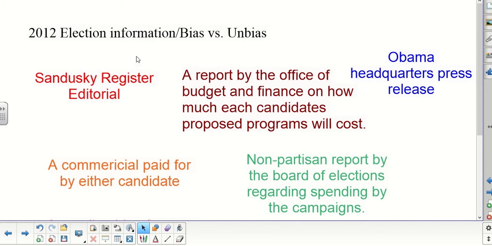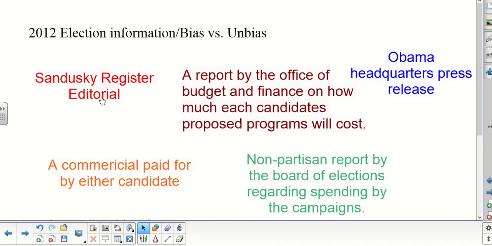the election that year, which was Mitt Romney versus Barack Obama. It doesn't matter, though. It could be this year. It could be any election year. The whole idea is the source biased or unbiased? So let's look at the Sandusky Register. If they write an editorial, would that be biased or unbiased?